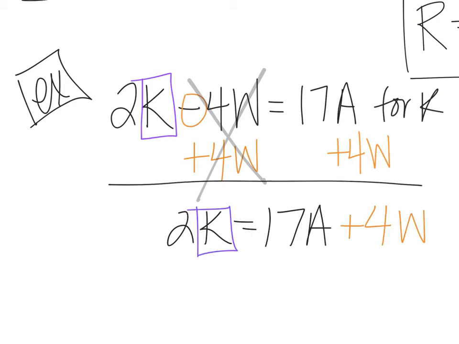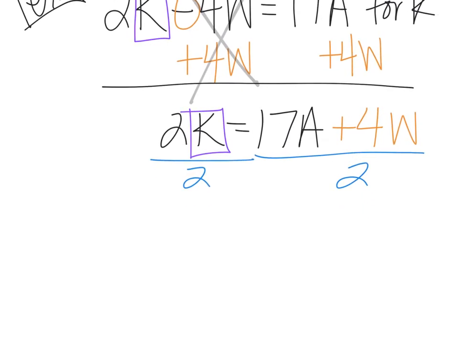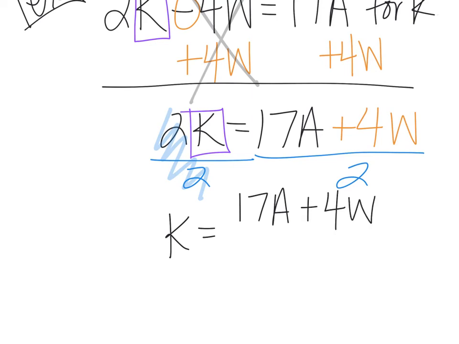So now that we kicked it out, we divide by whatever's in front. So we're going to divide by 2, which means everything is divisible by 2. So these cancel out, the 2's cancel out, so I'm left with k equals 17a plus 4w divided by 2.